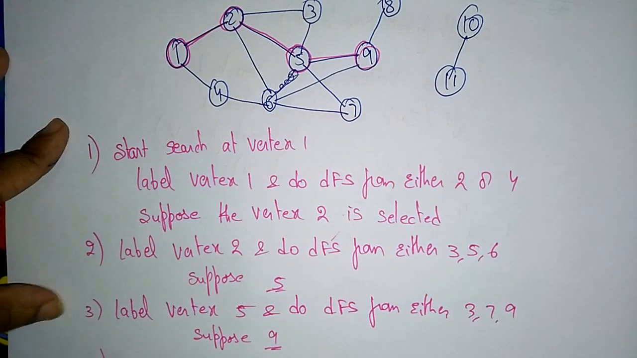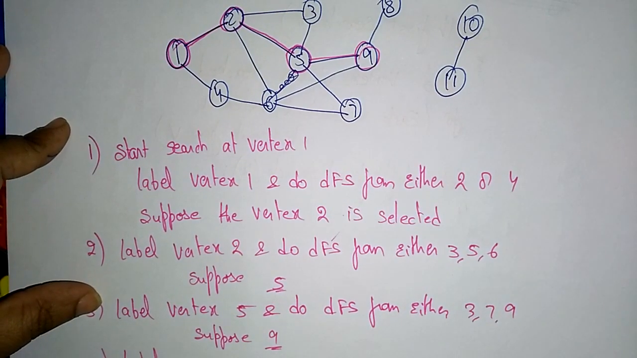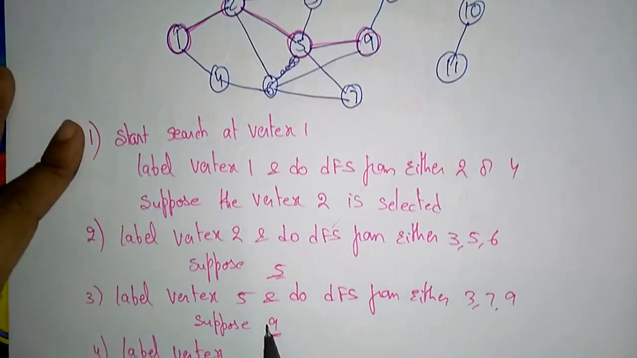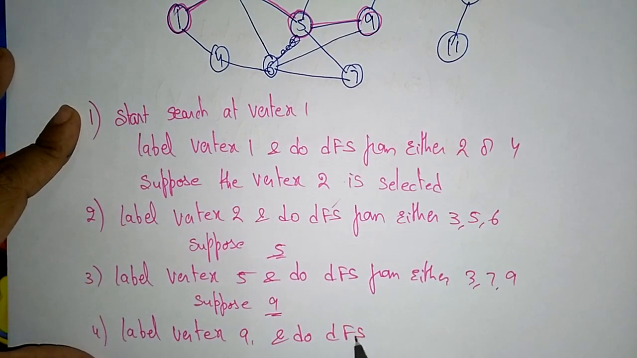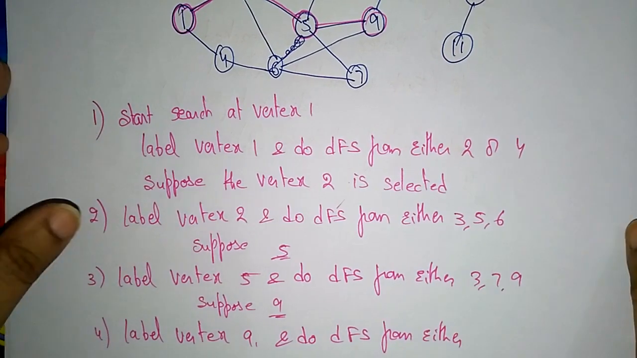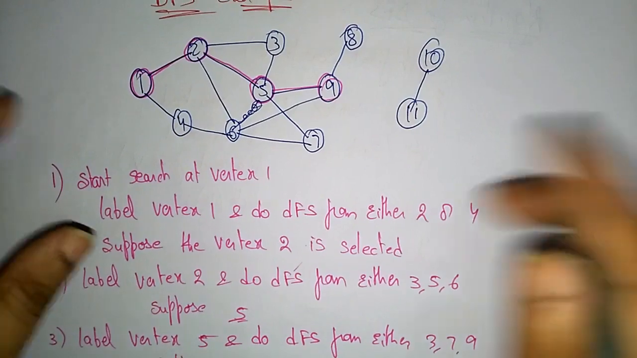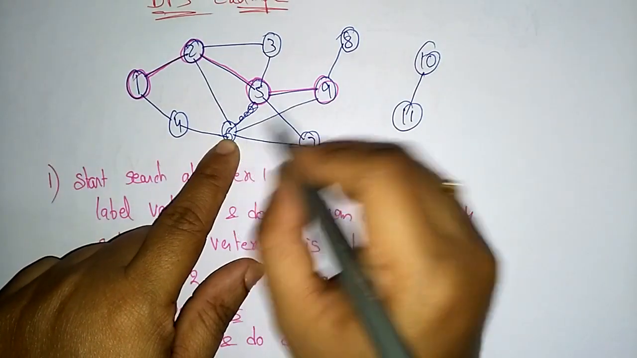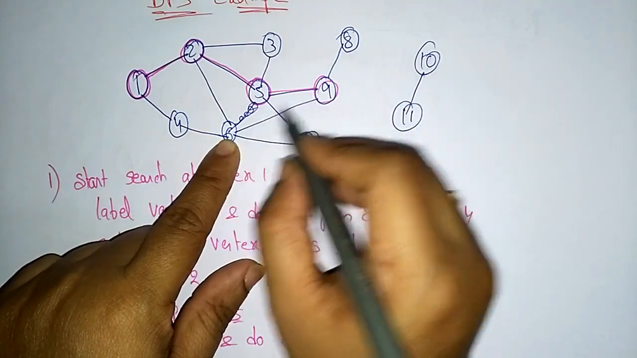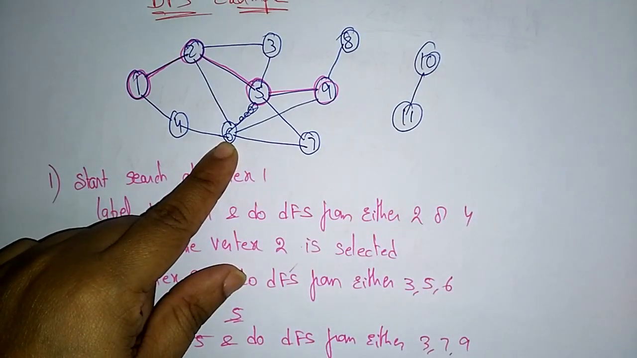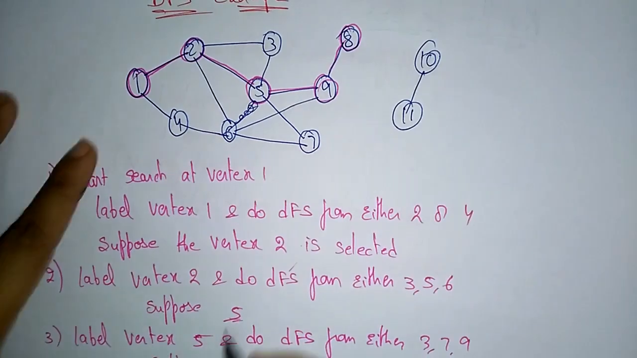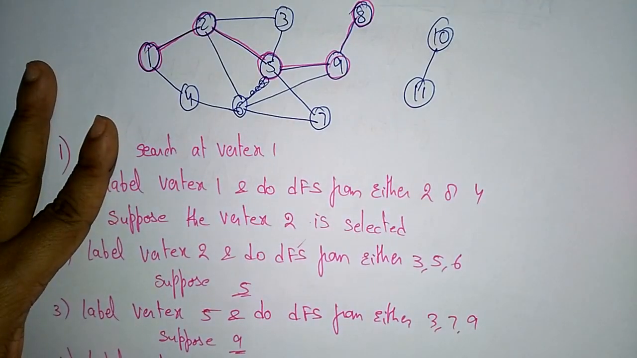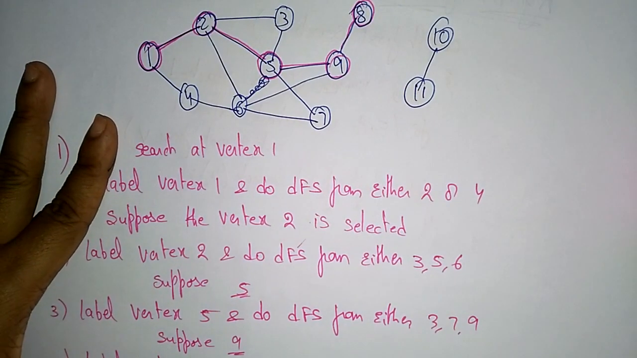Now fourth. Now I have to label vertex 9. Label vertex 9 and do depth first search from either 6 or 8. So what are the unvisited vertices? 6 or 8. 5 is already visited. So just select 6 or 8. In this, I am selecting 8. Suppose 8 was selected.